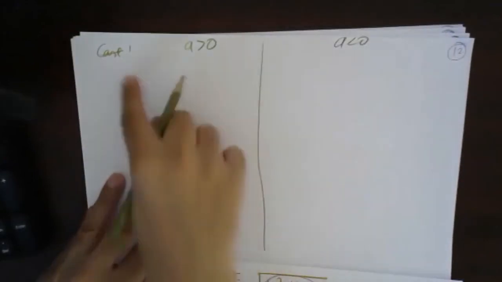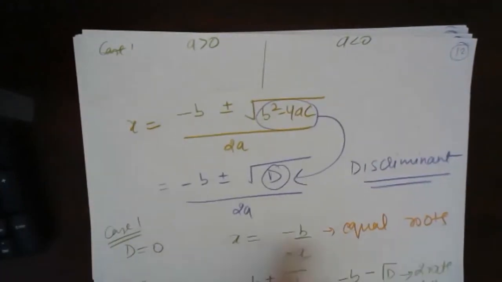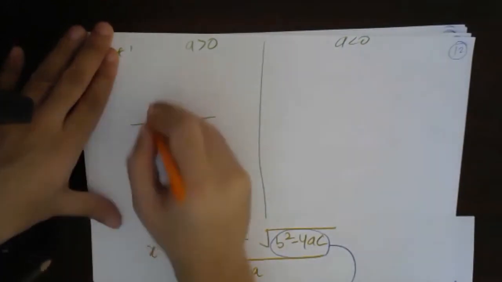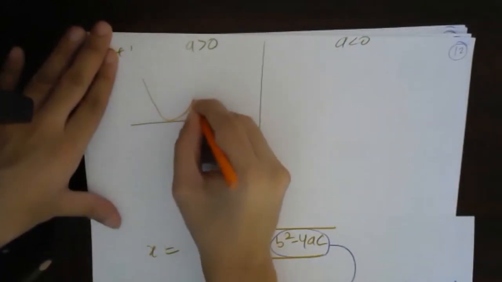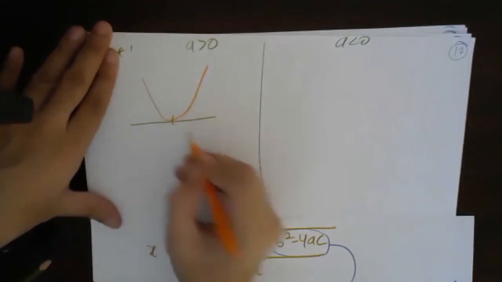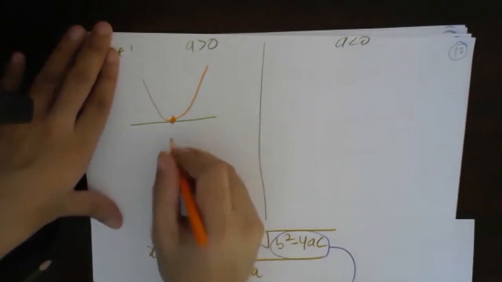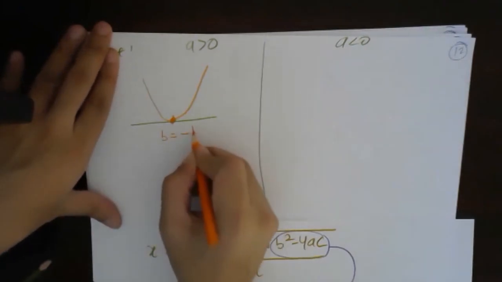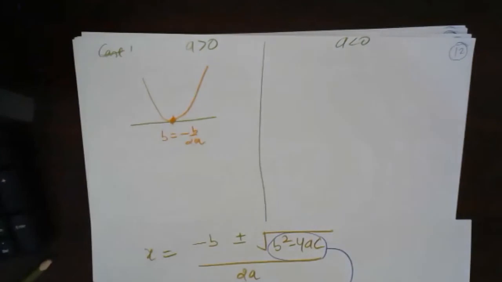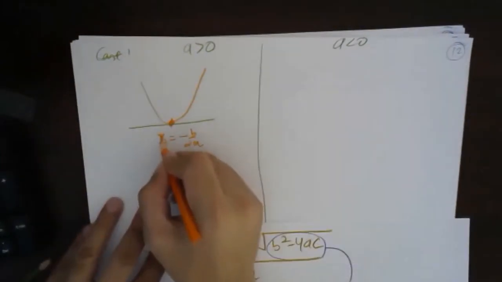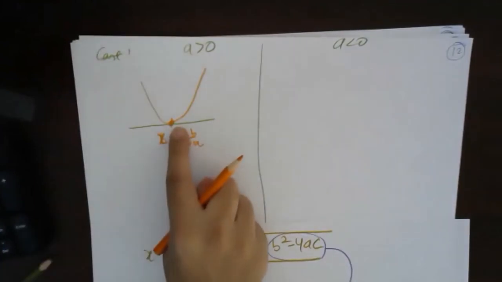A greater than 0 means I have to draw it upward facing. Case 1, d is equal to 0. Equal roots, that means this graph will be something like this. And this will be the single root, the single root for which y is equal to 0. What will be the value of this point? Minus b by 2. Understood? This will be the single root, x is equal to minus b by 2. Single root. Equal roots.